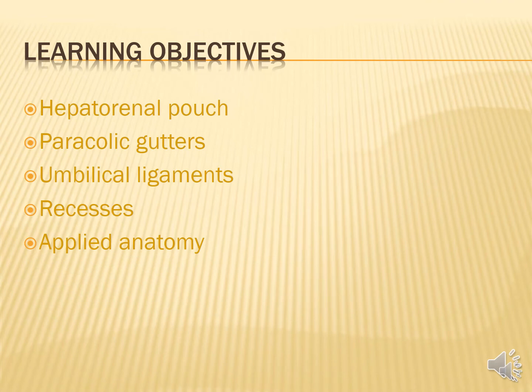Learning objectives: we will learn about various pouches which are formed by the reflection of peritoneum around various viscera in the abdomen, and we'll be dealing basically with the hepatorenal pouch, paracolic gutters, ligaments, recesses, and applied anatomy of peritoneum.